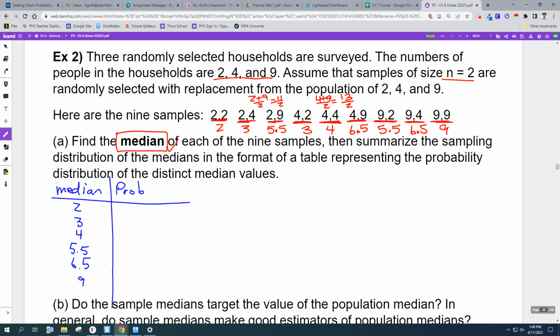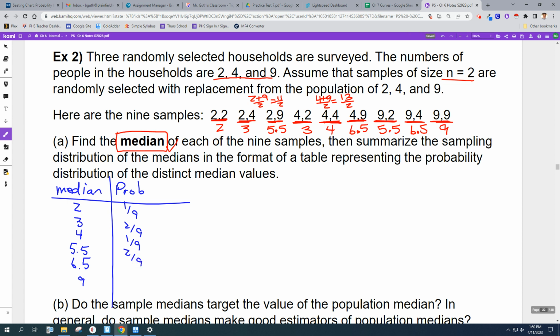It's kind of weird how they do it, but as long as you find the numbers, it should be pretty self-explanatory. You want to find those probabilities. Well, there's only one of these 2s, so that's 1/9 probability. 3, I see a couple of them, so that's 2/9. 4, there's only one of them, so that's 1/9. 5.5 looks like 2/9.